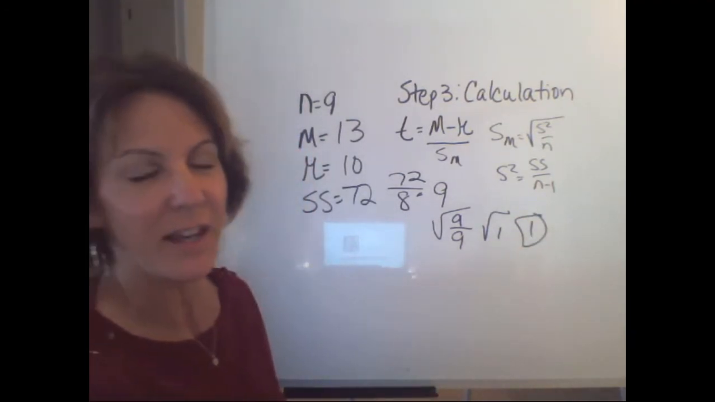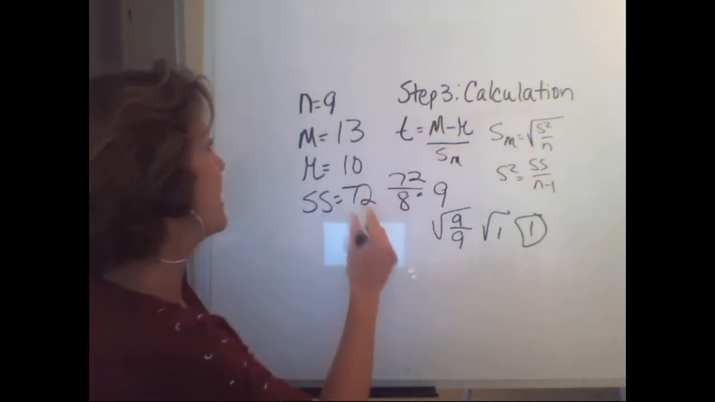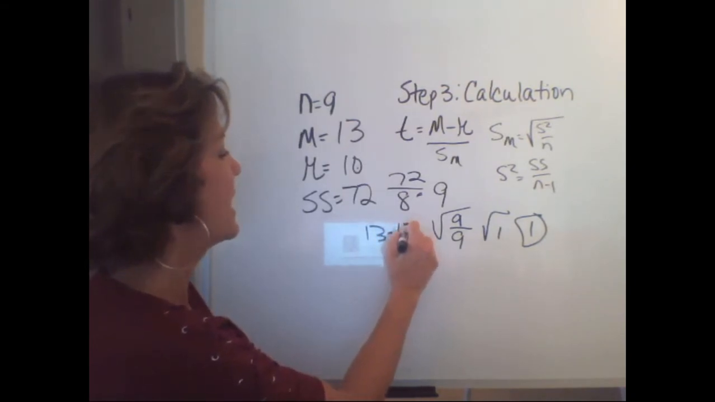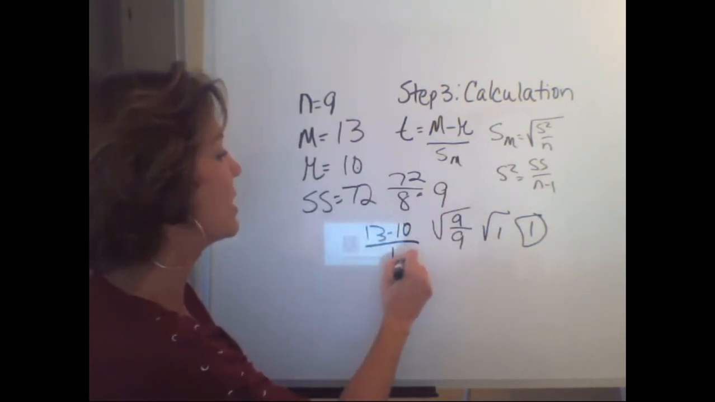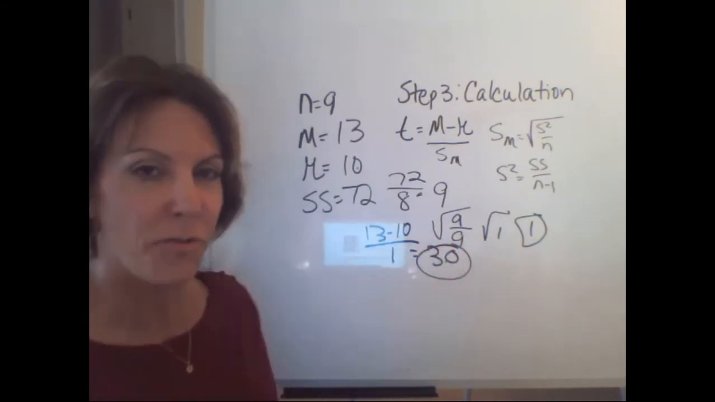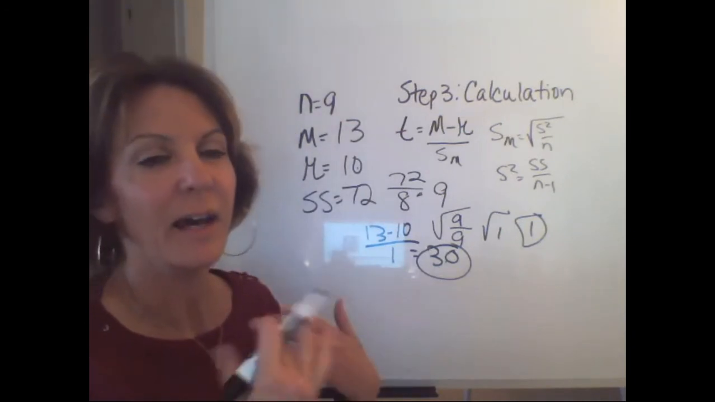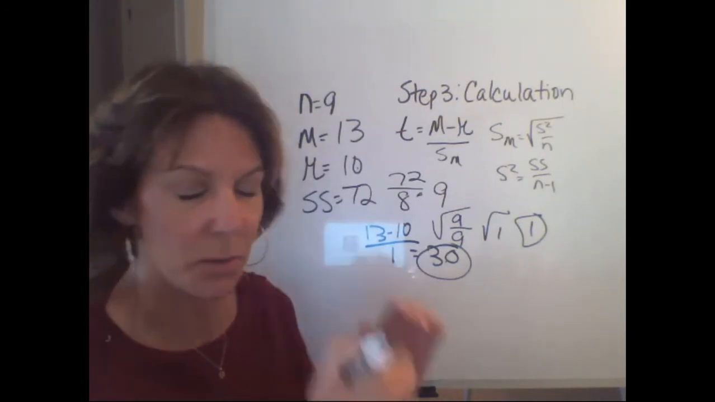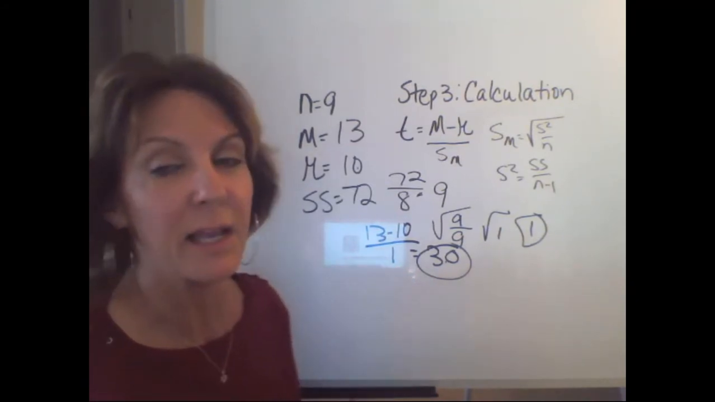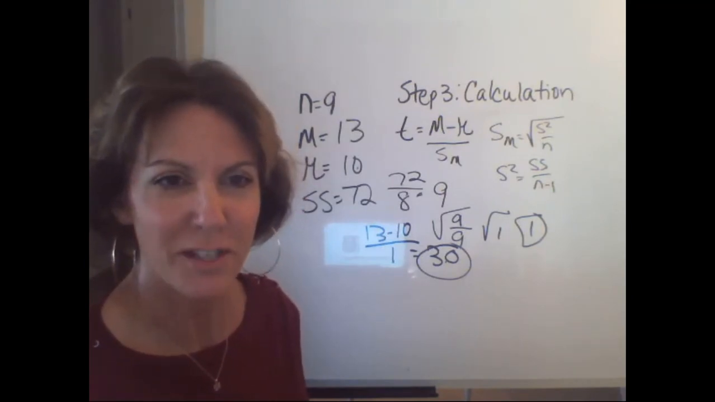So we have everything now that we need to be able to figure out our t-statistic. So our sample mean was 13, and the population mean is 10. We're going to divide that by our standard error of 1. So we have a t of 3. So that is what we're going to evaluate against the preset alpha, or the preset t value that we found of 2.3. 3 is more extreme than 2.3, so we're going to reject the null hypothesis.